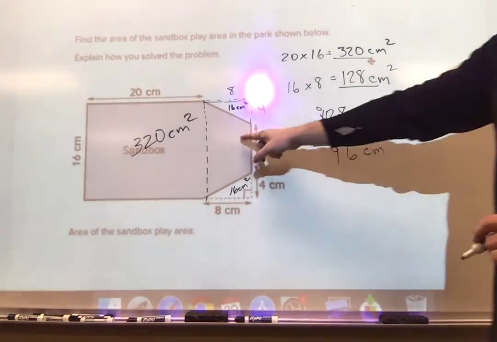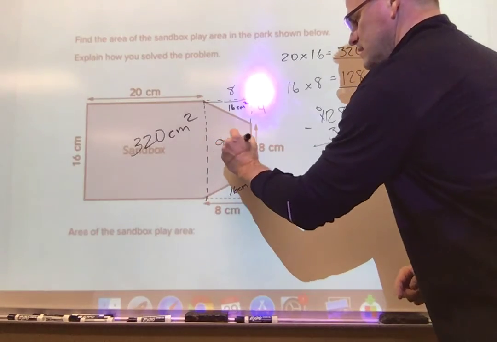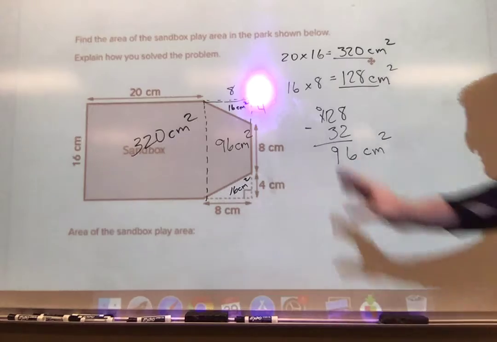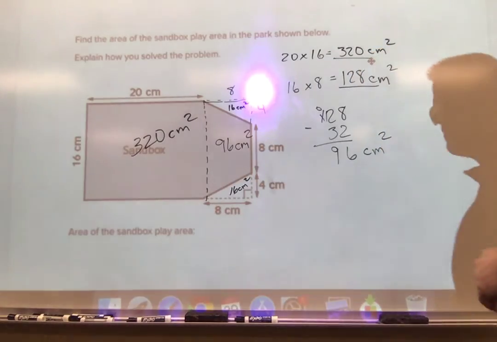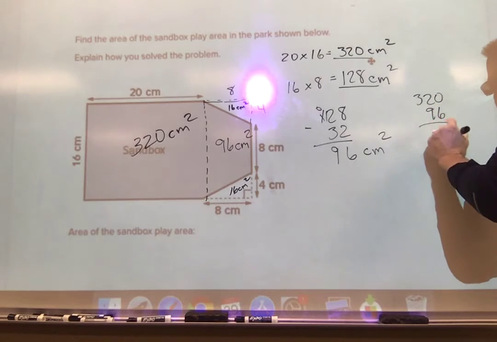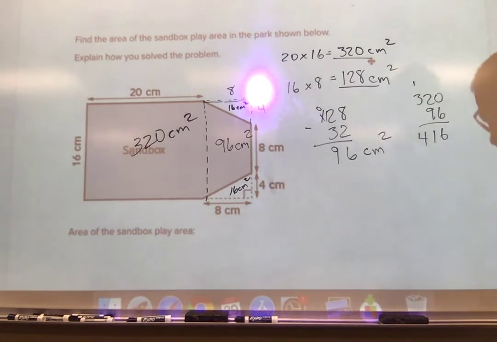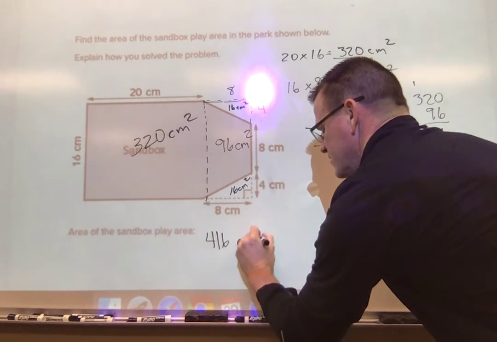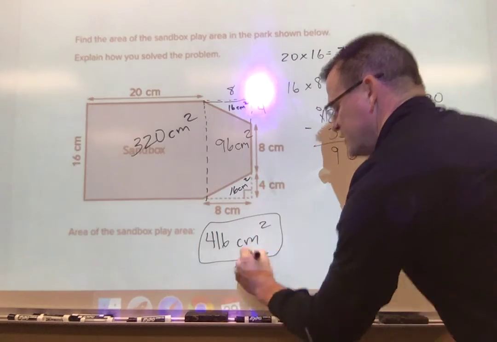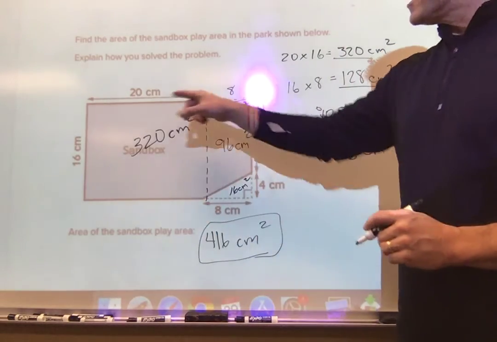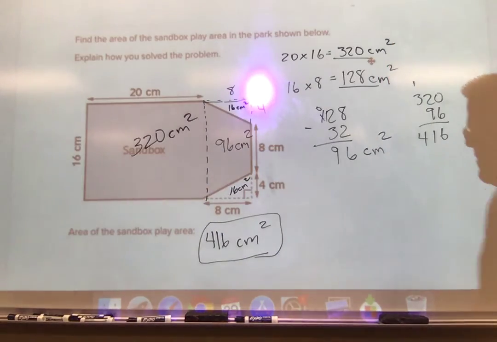But I now need to take this 96 that's here, and I need to add it to the rectangle over here, and that will give me the area of this whole complex shape. So 320 plus 96, I get 416. So what's the area of the sandbox? 416, and remember it's square centimeters. Again, I'll write it with a little 2 symbol there. That means square. So there'd be 416 of those little squares that fit inside there of area to play in that sandbox.